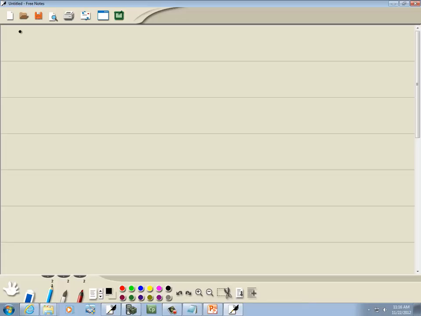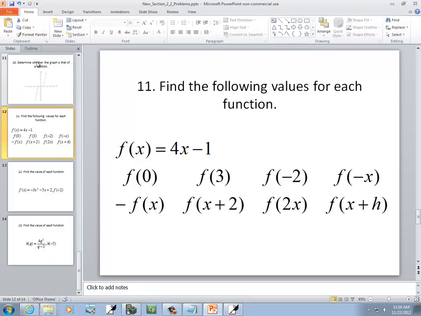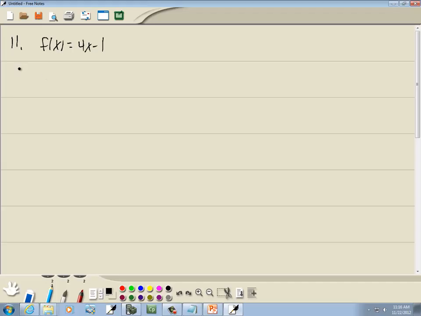Okay, number 11. Got f of x is equal to 4x minus 1. And we want to find f of 0. Well, what you do is you go through, and everywhere you have an x, you put in parentheses first. Always do this. Always put in parentheses. Then whatever's inside the parentheses here is what you're going to put in over here. So put 0 in there. 4 times 0 is 0. 0 minus 1 gives us negative 1.